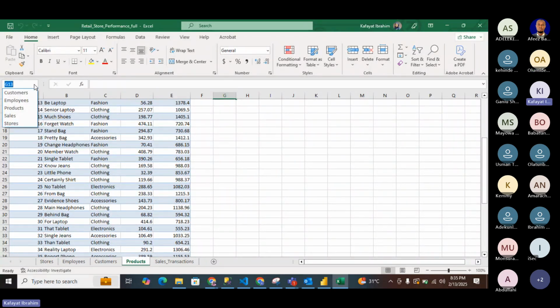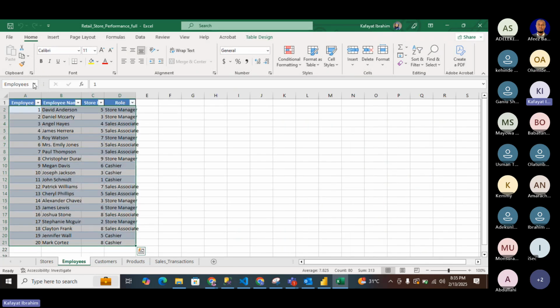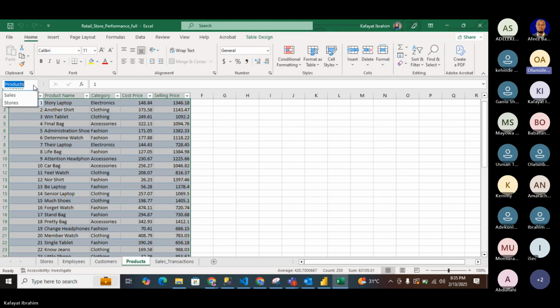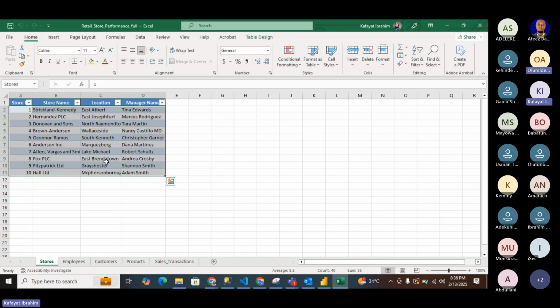This is the table name one after the other. Are you seeing it? This is customer table. This is employee table. This is product table. This is sales table. And this is store table. So yes, they are in table format. If I don't want to use the sheet, I can still make use of the table. But this time I just feel like using the sheet. They are still the same thing. What is in the table is still what is in the sheet.